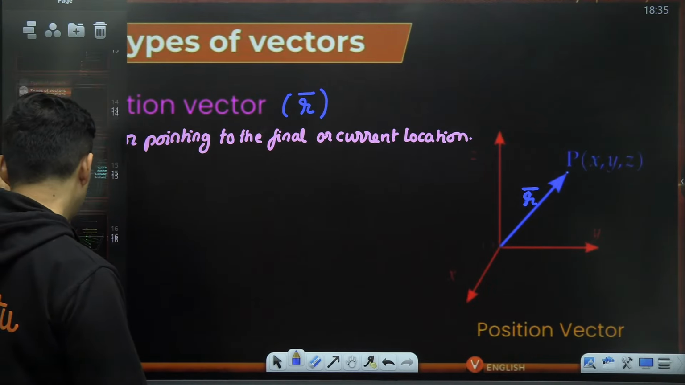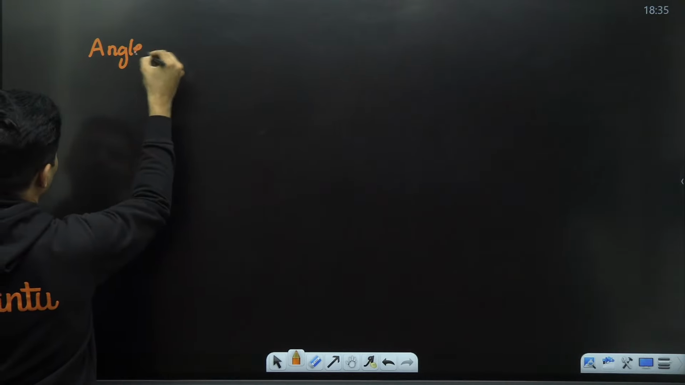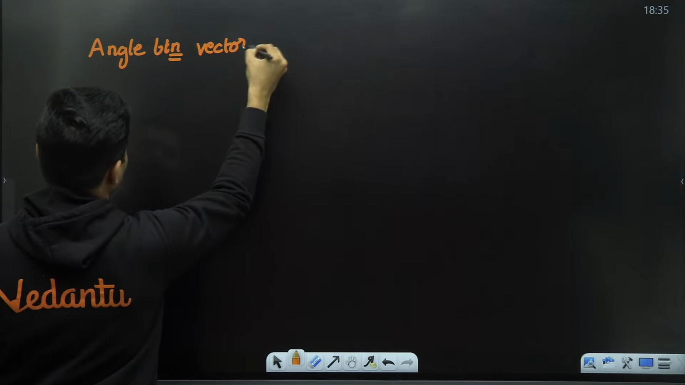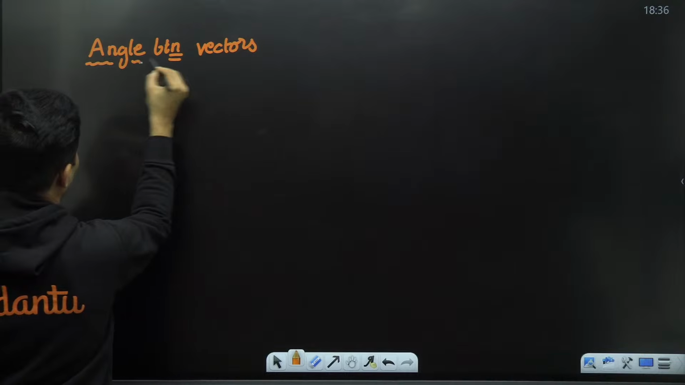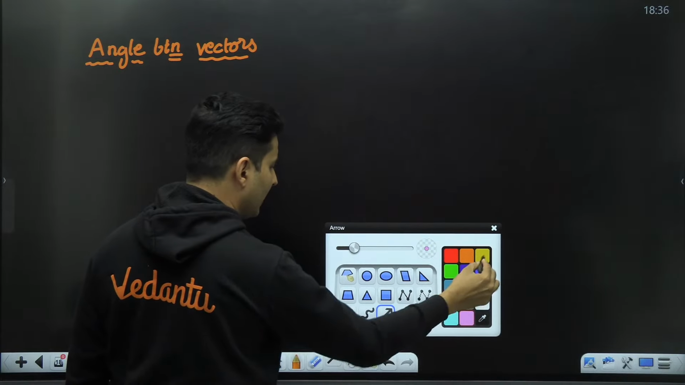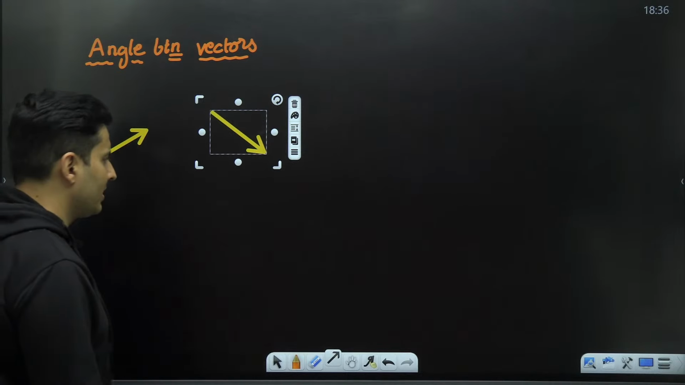Now comes the last thing over here. How do I measure the angle between the vectors? Not many people teach this. Angle between the vectors. This is very, very important, guys. Observe it carefully. Imagine I have been given two vectors like this, randomly placed anywhere.